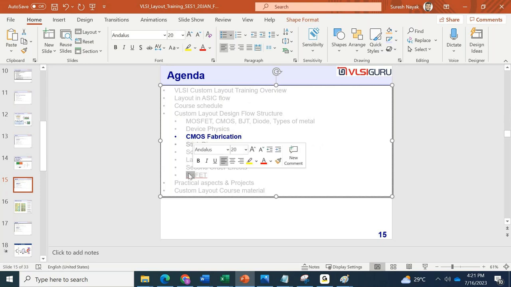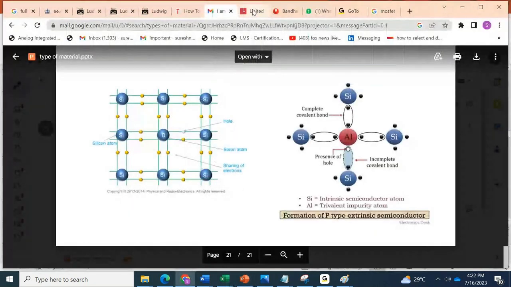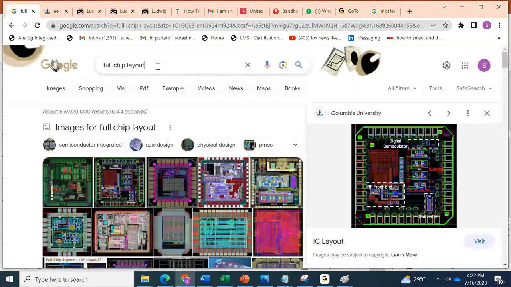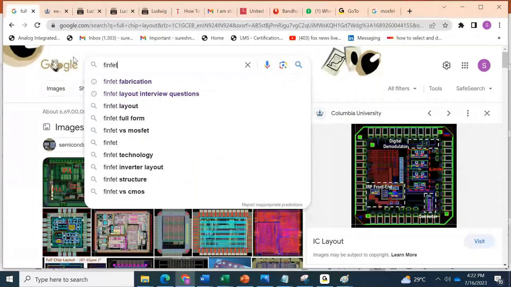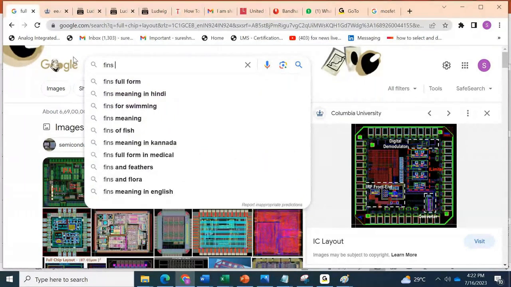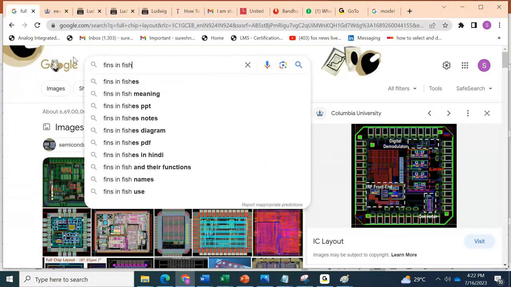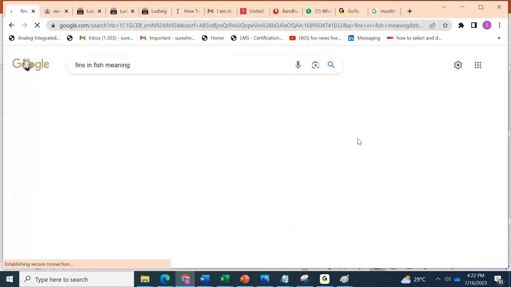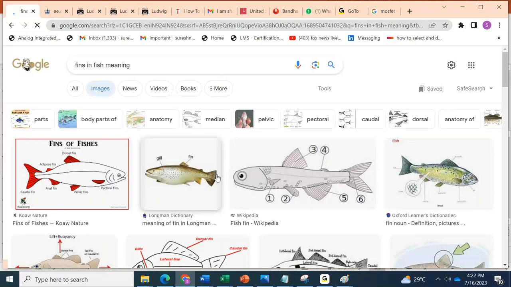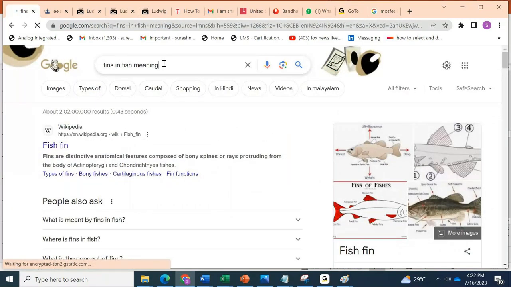The fin is a supporting element. For the FET, it is a supporting element, because at 7 nanometer or 4 nanometer, designing is very challenging. That much lower technology needs some support. Just try to understand. I'm just giving an idea, because some people find it complex: what is FinFET? First understand fins, like a fish's fins. If a fish is trying to swim in the water, it needs the support of its fins. Similarly, the MOSFET needs a support.